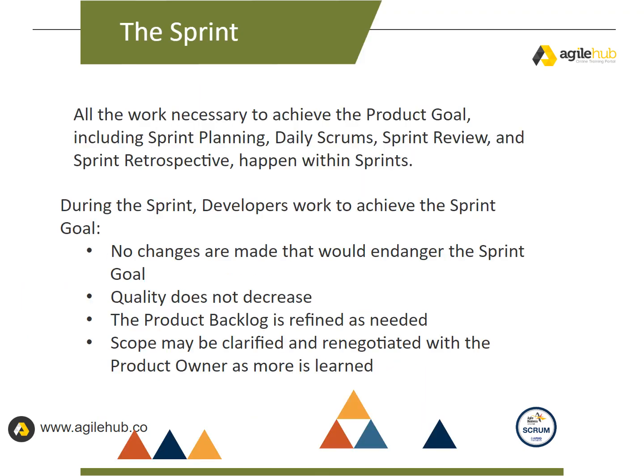The sprint. All the work necessary to achieve the product goal, including sprint planning, daily scrums, sprint review, and sprint retrospective, happen within sprints. During the sprint, developers work to achieve the sprint goal. No changes are made that would endanger the sprint goal. Quality does not decrease. The product backlog is refined as needed. Scope may be clarified and renegotiated with the product owner as more is learned.